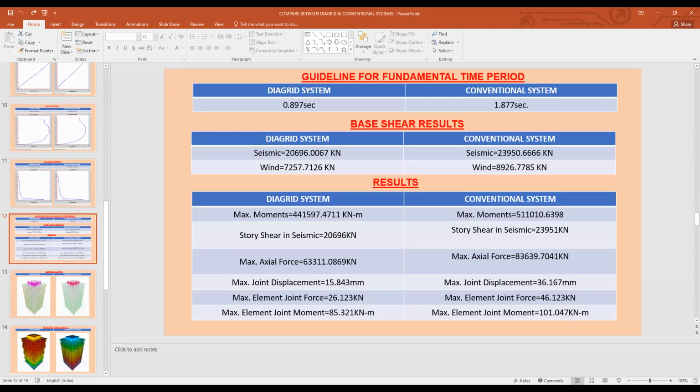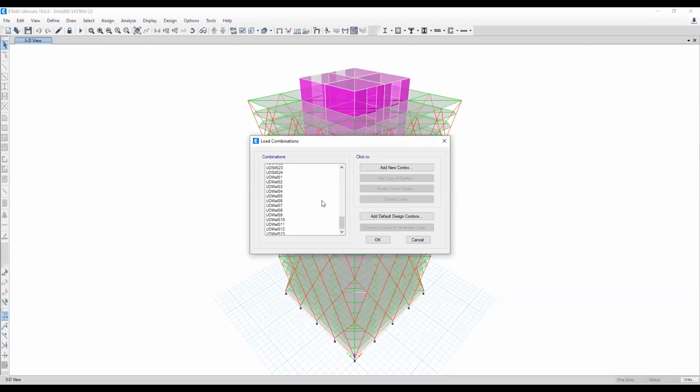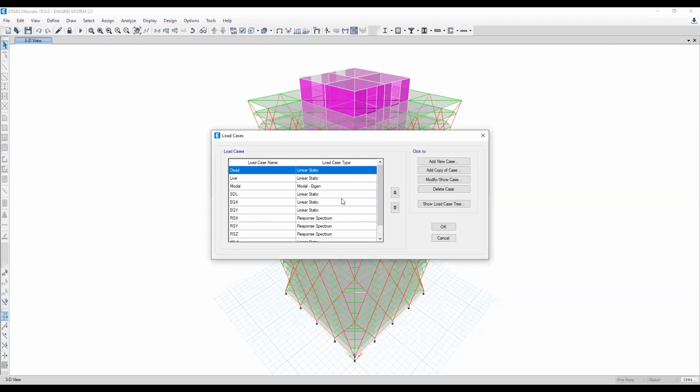And see, in this ETABS model, here you can see we have the load patterns and load combinations. Okay, here you can see we have different kinds of load combinations, or in Define you can check the load cases. So we have to make the load cases, right? Here we have dead load, live load, modal load, SDL, super dead load, EQX. EQX is earthquake force in the X direction. Okay. EQY, that is earthquake force in the Y direction.